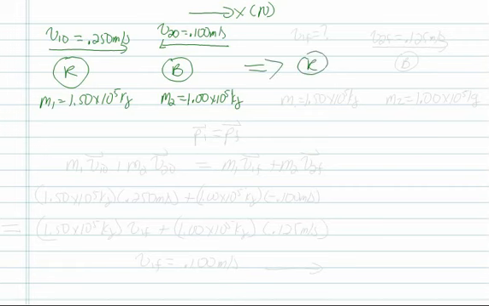A red barge, still of M1, 1.50 times 10 to the 5th kilograms, where I don't know its final velocity, and the blue barge, M2, 1.00 times 10 to the 5th kilograms, and I do know its final velocity, V2 final, is to the north at 0.125 meters per second. So these tend to take a while to set up because there are so many numbers.